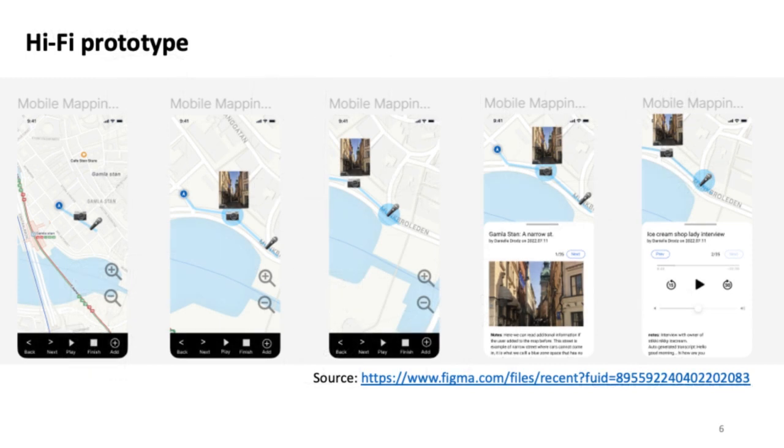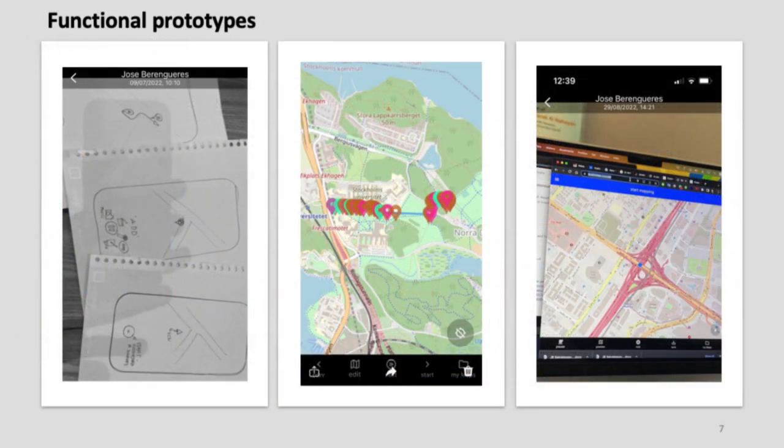Then we developed a hi-fi prototype using Figma. Who of you know Figma? All right, so Figma is a high-fidelity collaborative software that lets you develop things. So here you have 5 screens that we developed very quickly. Here we would have a route and a photo pin in one of the locations.